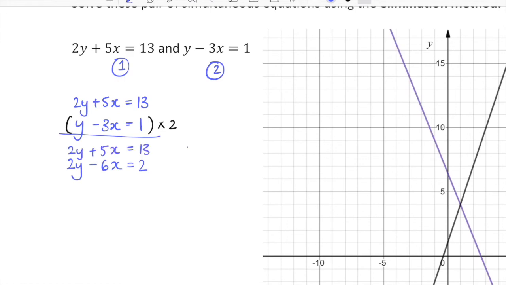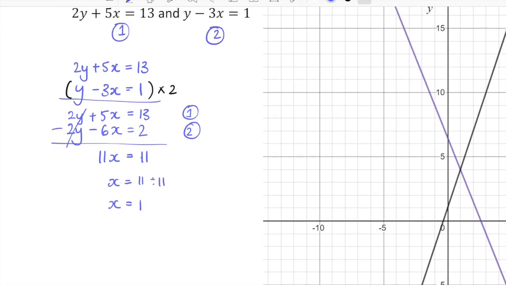So now I'm going to deal with these two equations: one new equation and our original. So now we can eliminate y. So they cancel out, and we do that by subtracting both equations. So then I've got 5x minus negative 6x. So dealing with that, I'm going to get 11x. 13 minus 2 is going to give me 11 as well. Now solving for x, we've got 11 divided by 11, so x is equal to 1.